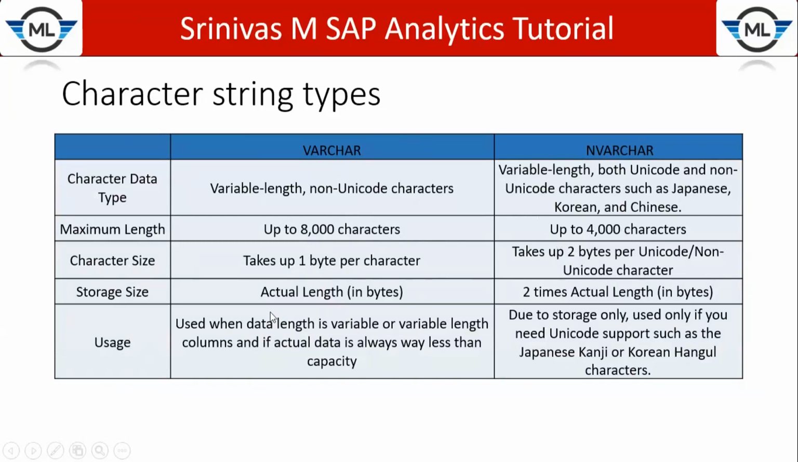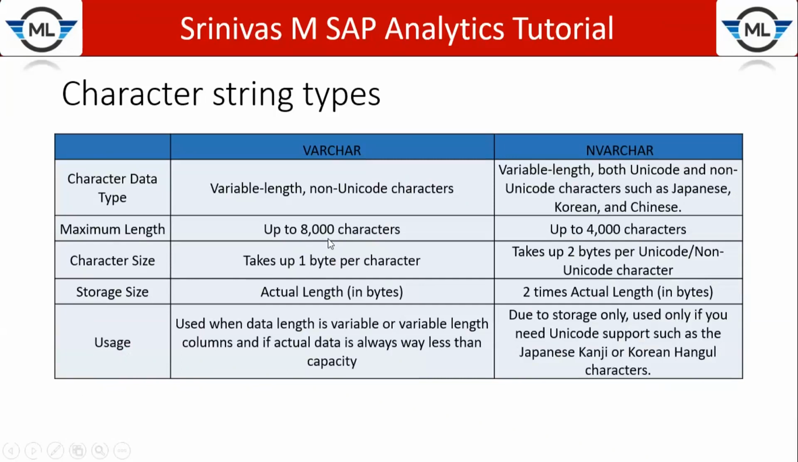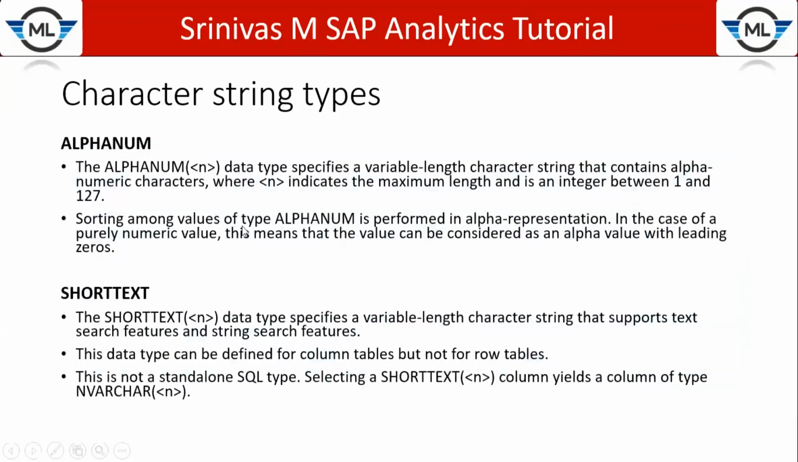That's it, nothing much to discuss about this one. Coming to the next, alphanumeric. The alphanumeric data type specifies a variable length character string that contains alphanumeric characters, where n indicates the maximum length, between 1 and 127. This is also like VARCHAR and NVARCHAR, but if your particular field doesn't require too much space, then go for alphanumeric.